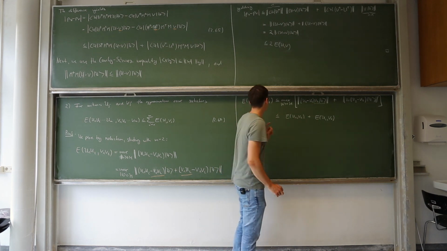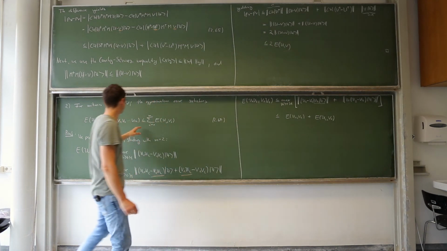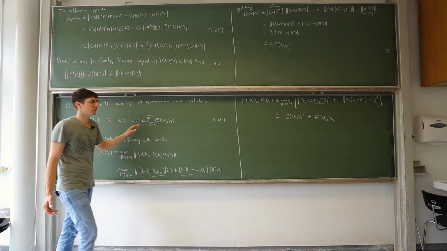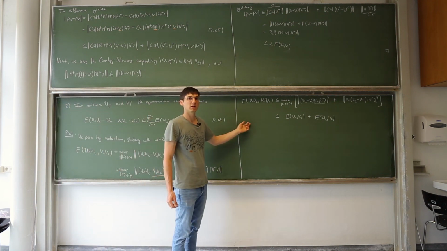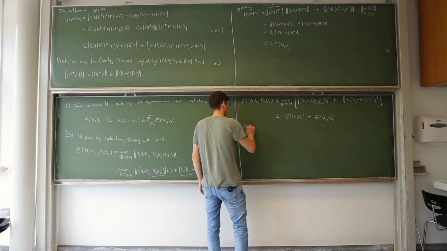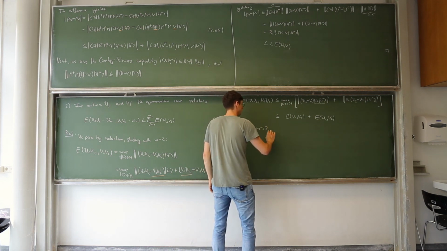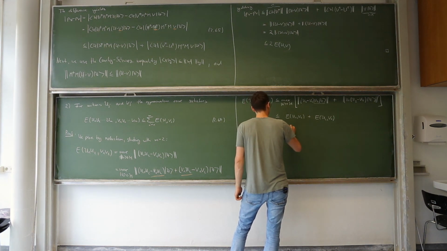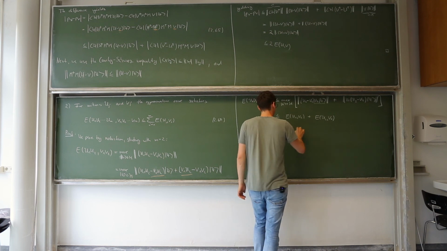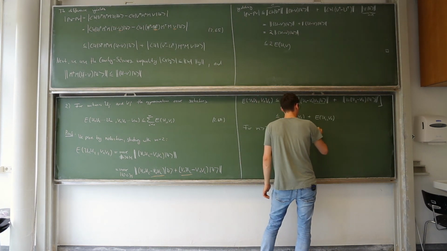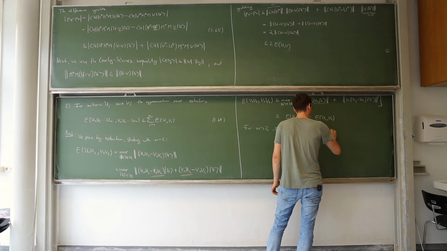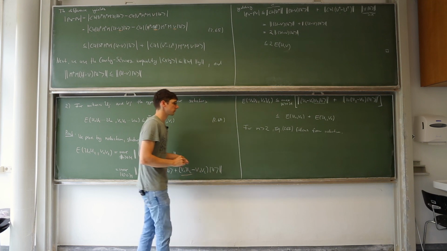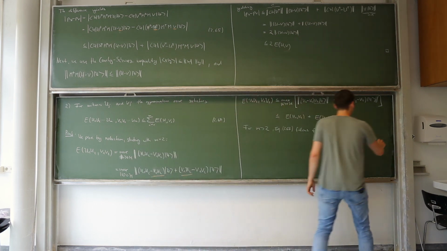Okay, and with this, we now found our statement for m equal to 2. Well, and if m is larger than 2, then it follows by induction, right? So for m larger than 2, equation 267 follows from induction. Okay, this finishes this proof.